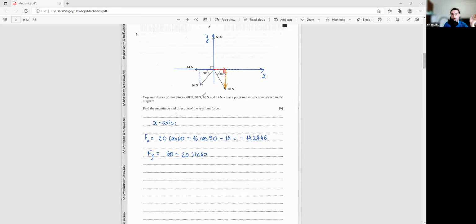And very similar to that, we have the force of 16 newtons. Again, the y component is opposite the angle of 50 degrees, and the direction is opposite of the y-axis. So that means we'll take 16 and multiply it by the sine of 50 degrees.